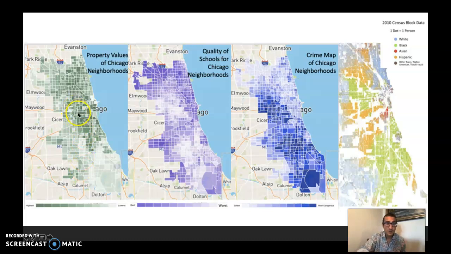We see higher property rates associated with higher quality schools, lower rates of crime in white neighborhoods, and on the flip side, the lower property values are associated with poor quality schools, higher rates of crime in communities that are predominantly occupied by people of color.